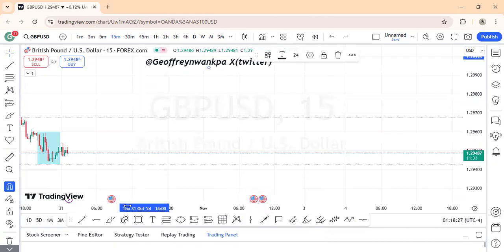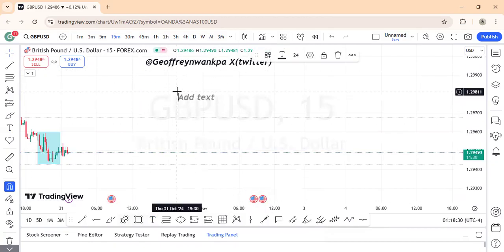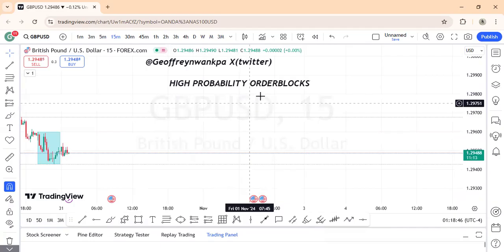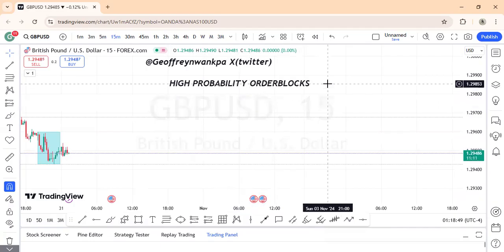So today we're talking about high probability order blocks or high probability POI. This is a very important topic. Let's also talk about order blocks. Many people don't know how to choose order blocks. So we also talk about high probability POI. POIs are not only order blocks. We also have POIs that are in form of imbalances, breaker blocks, key levels.